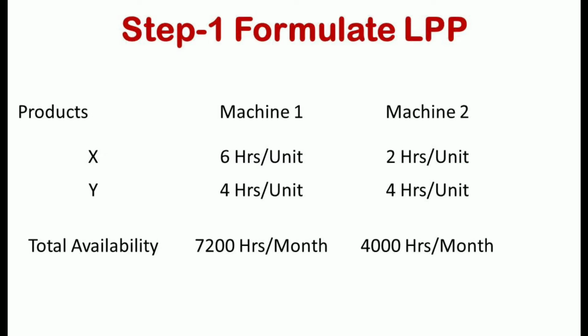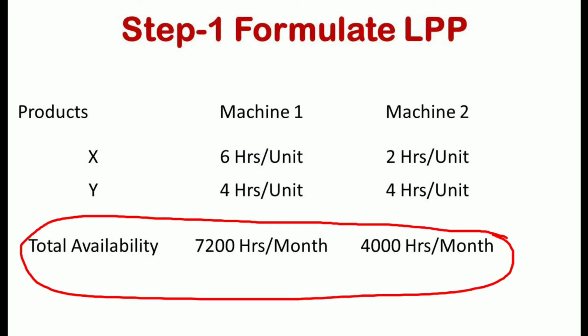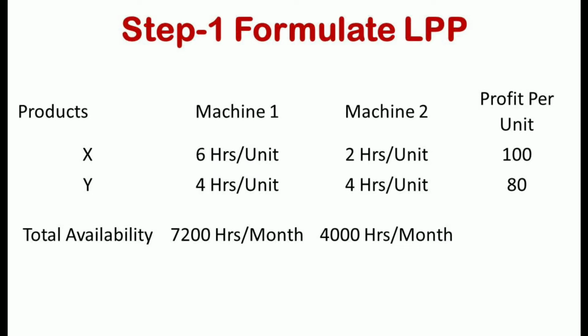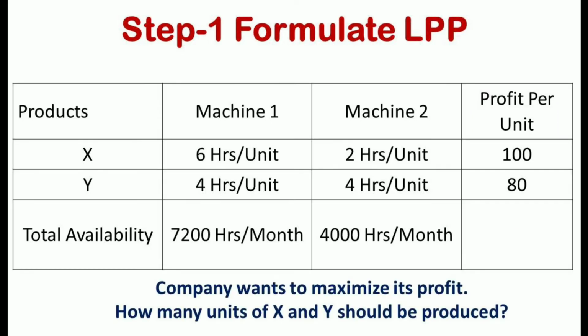The total availability of machine 1 is 7200 hours per month, and the total availability of machine 2 is only 4000 per month. So this is the constraint in the given model. See, the profit per unit sale of the product X is rupees 100 and the product Y is rupees 80. Now our question is to find out the monthly production of X and Y to maximize the profit by using the graphical method.